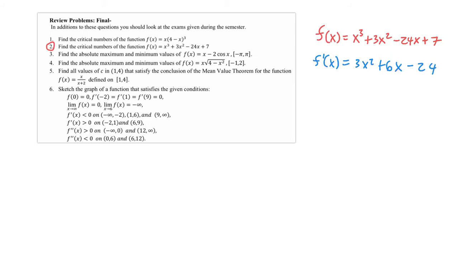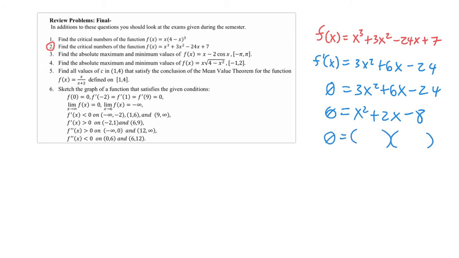If we were to set that equal to 0, that would be this, of course. And it's looking like we could divide everything by 3, and therefore we're looking at x squared plus 2x minus 8, and factoring that would give us, let's see, x... 4 and 2, definitely, and it would be plus 4 minus 2, so therefore x equals negative 4 and positive 2.